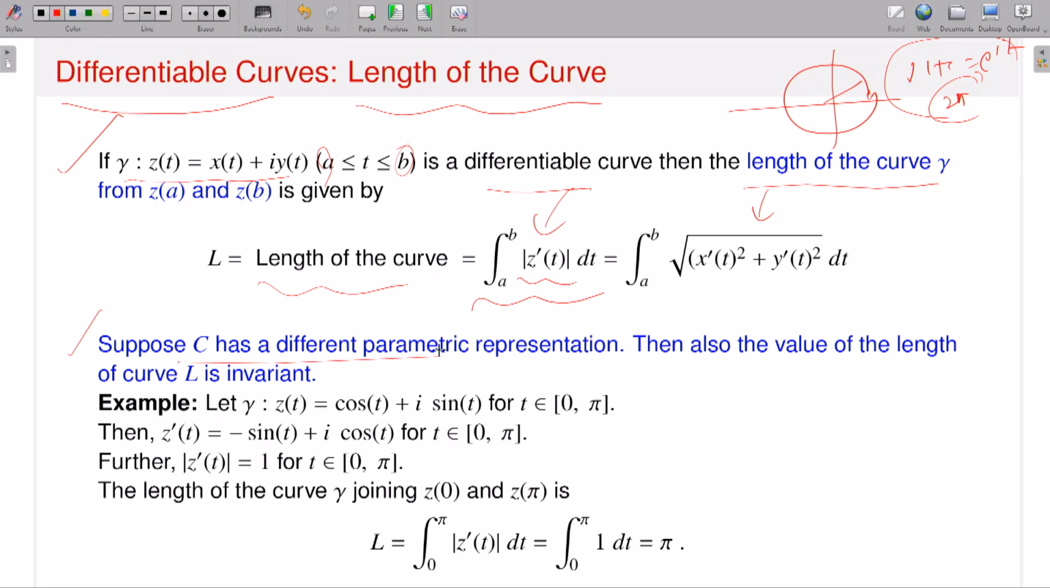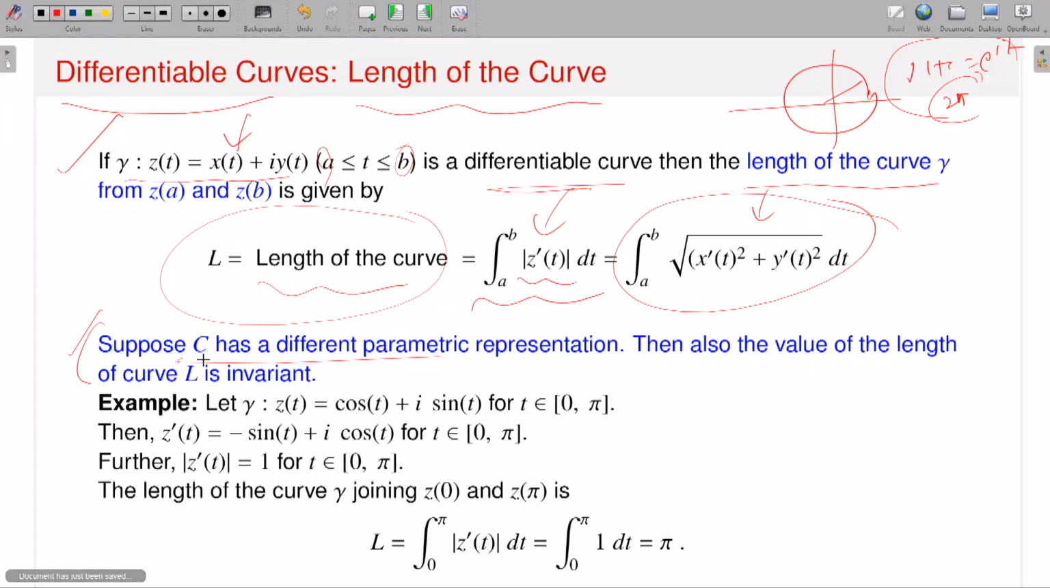So suppose C has a different... This is one point you should remember. If I have a curve, it might happen that the curve will have one more parameterization. For example, if I have a differentiable curve, this is the corresponding parameterization, but maybe that same curve will have another parameterization. The way I am giving the definition of the length of the curve, in terms of the parameterization I am giving the formula: square root of x prime of t square plus y prime of t square. If I take the integral of the square root, it will give you the length of the curve.